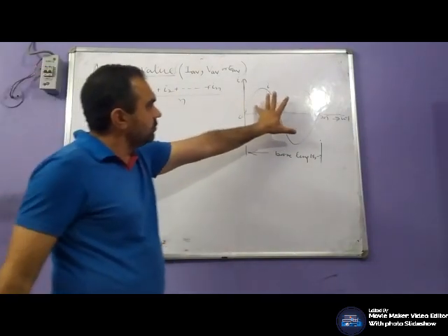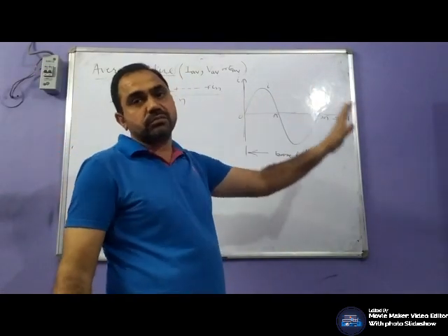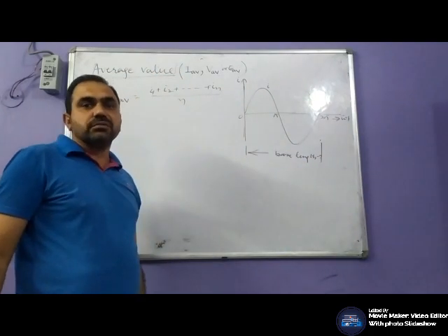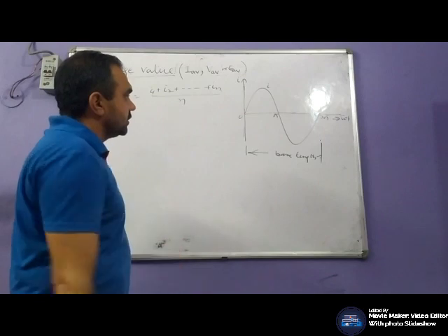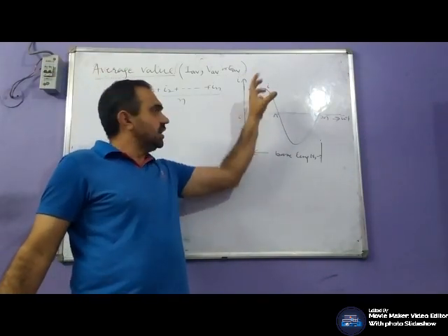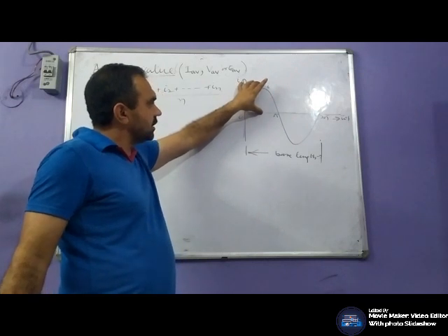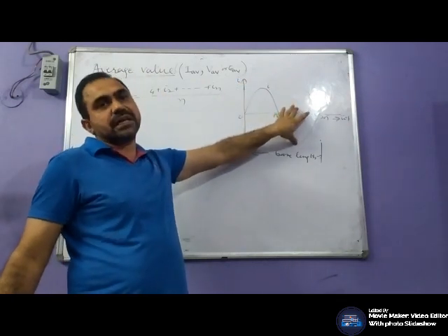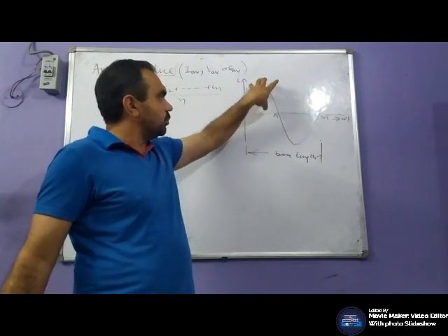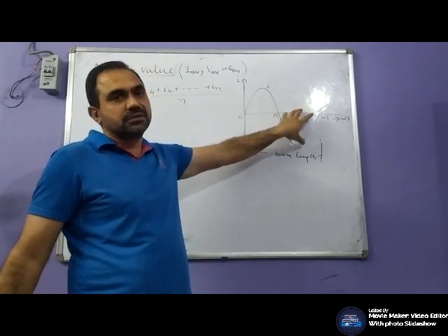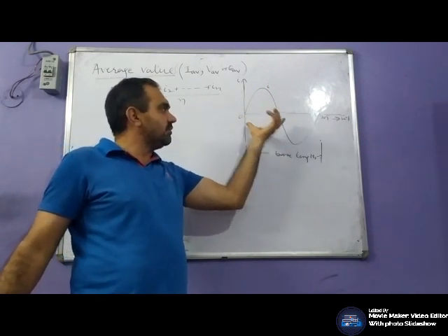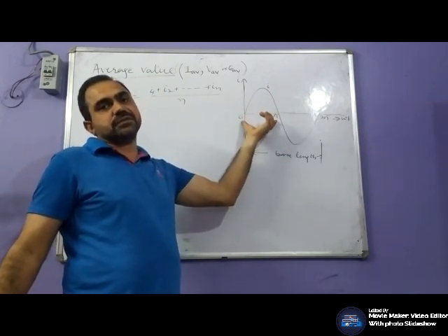Now average value for a complete cycle would be 0. But alternating quantities can't be 0. So we will take the half cycle for consideration. Average value of this half cycle and average value of this half cycle would be same, only the change is positive half cycle, negative half cycle. So to find out the average value in place of full cycle, we will consider only half cycle.